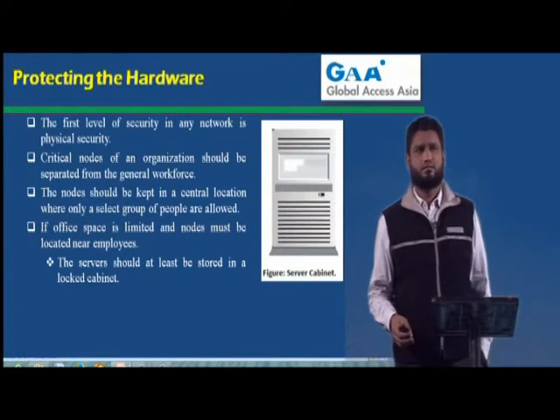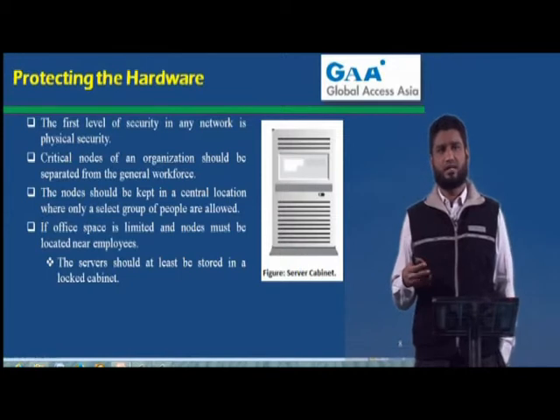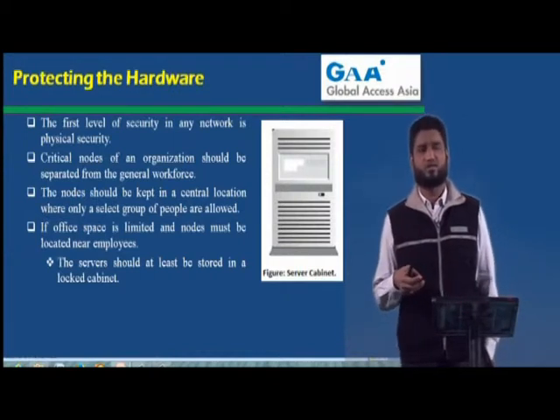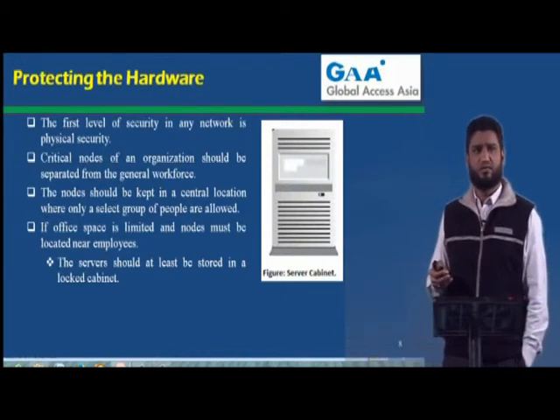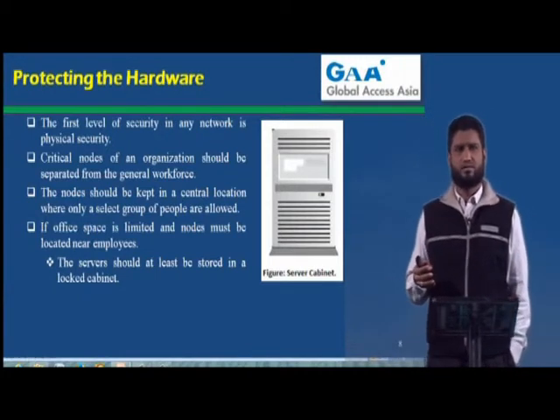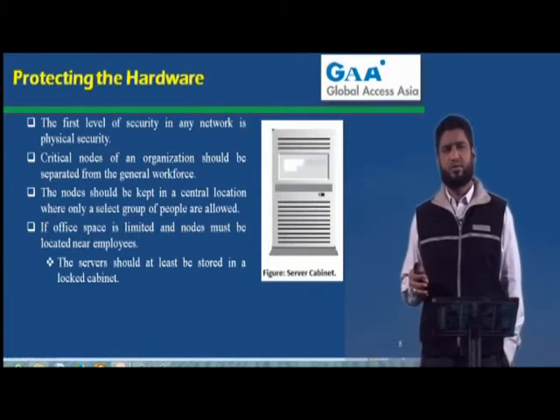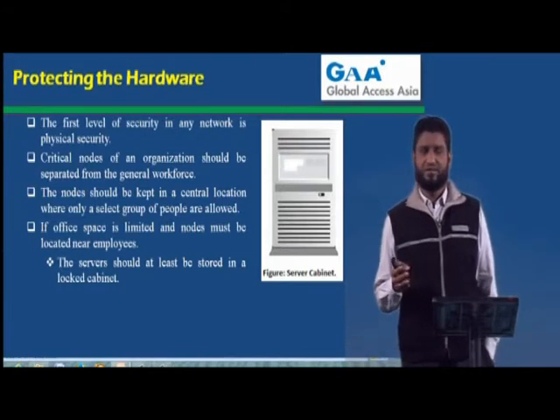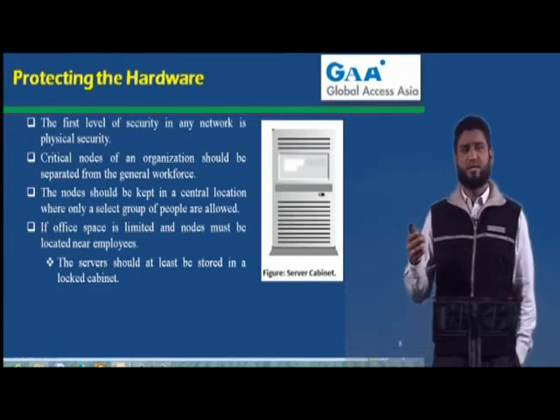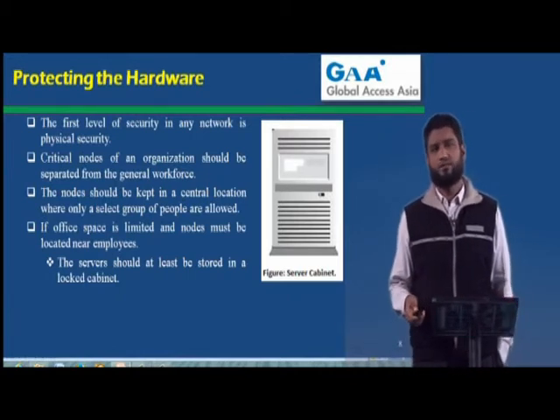Protecting the hardware. The first level of security in any network is physical security. You have to understand how we can make the network secure physically. Critical nodes of an organization should be separated from the general workspace. That means the secret, critical nodes should be in a place where we have to be very careful. We have to keep them in separate places or very secret areas. It is very essential for the network.